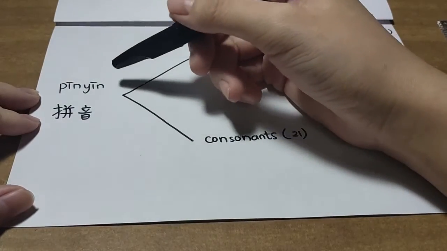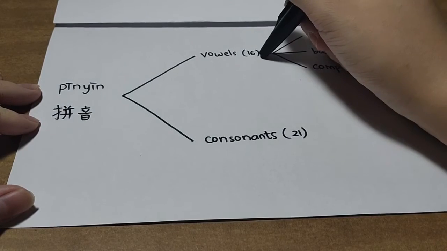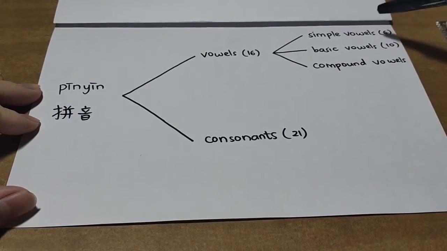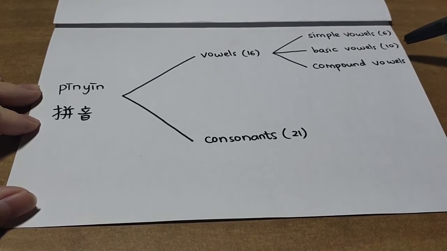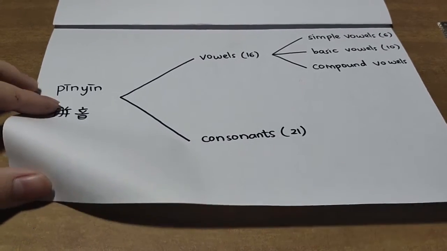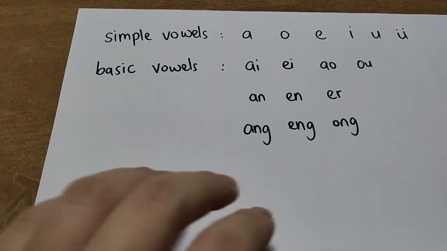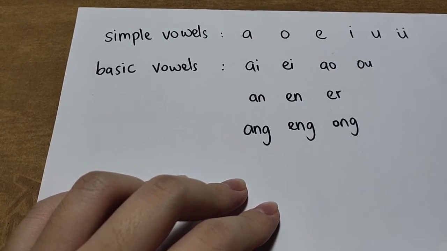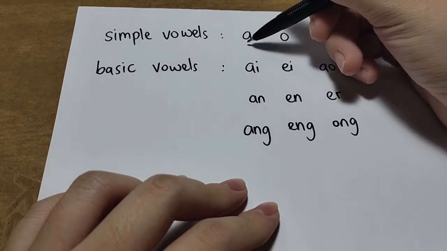In Chinese alphabet, there are 16 vowels and 21 consonants, and the vowels are divided into simple vowels, basic vowels, and compound vowels. Let's start with the simple vowels. So I'm gonna say it first, and then you guys can repeat after me.